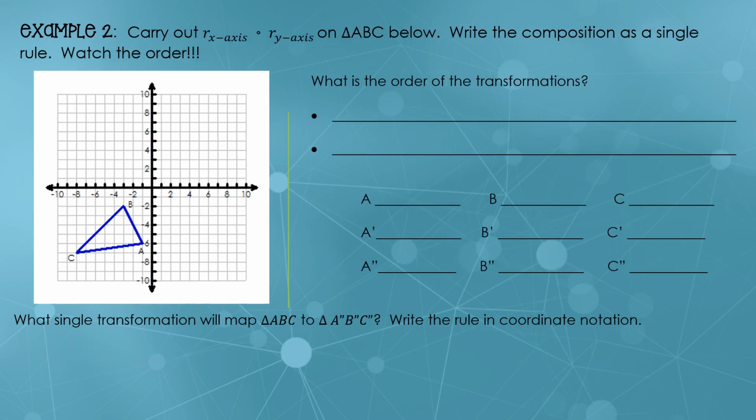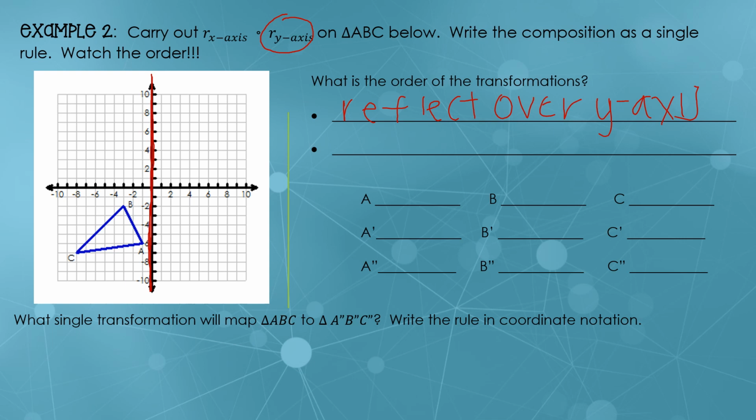Okay, let's try another one of these. For this one, again, remember, watch the order. What we're going to do first is what's listed second. So that is a reflection over the y-axis. Remember that the y-axis is the vertical axis, so right here. You have two options for flipping over the y-axis. You can count, like we did in example 1, or you can use the rule.